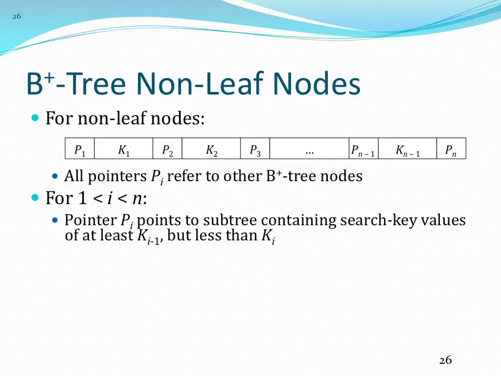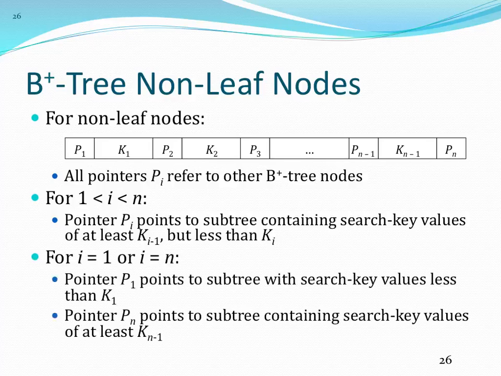So again, you can see how it allows us to chop down our set of data based on the key values that are interspersed. So for i equals 1, that's going to point to stuff that's less than K1, and Pn points to stuff that's at least K n minus 1. So that's how we do this. I have a pointer. The key to the left says it's at least that key's value. To the right, it's less than that key's value. So each pair of keys gives the range of the data pointed to by that pointer.